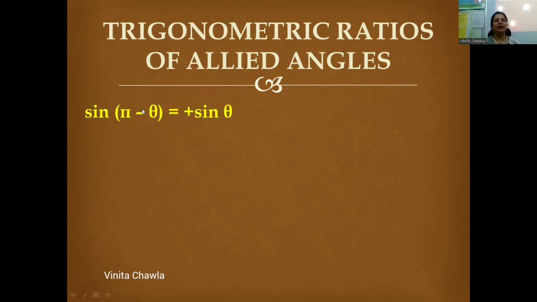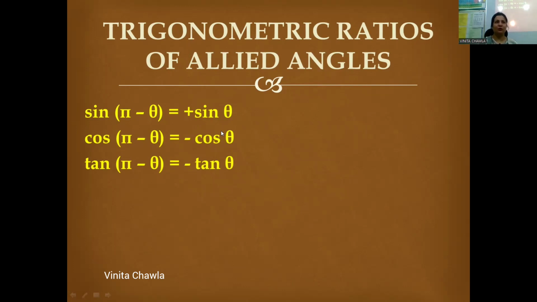So when we subtract any angle from 180 degree, which quadrant does it go to? To the second quadrant. And in the second quadrant, we have only sine and cosec positive. Sine will remain positive and cos will change to negative. So cos pi minus theta is minus cos theta. Sin pi minus theta is plus sin theta. Tan pi minus theta is negative, because only sine and its reciprocal are positive. Other trigonometric ratios are negative.